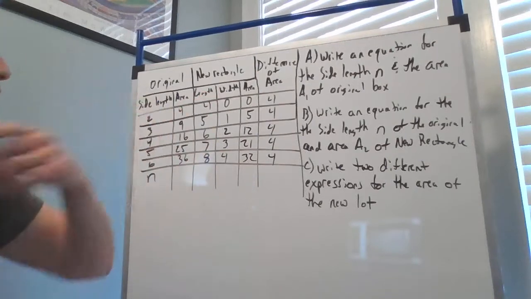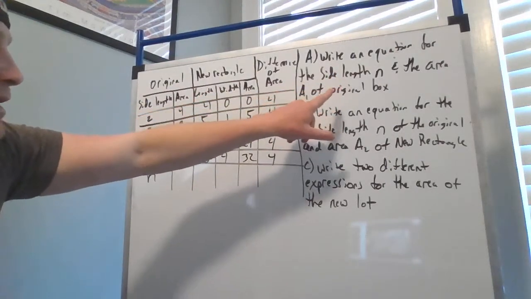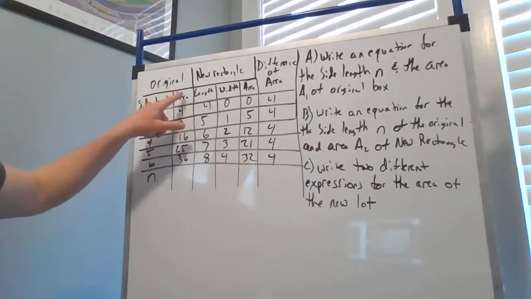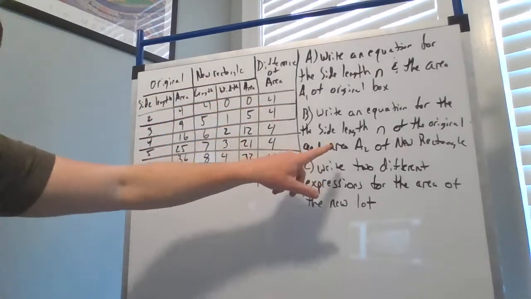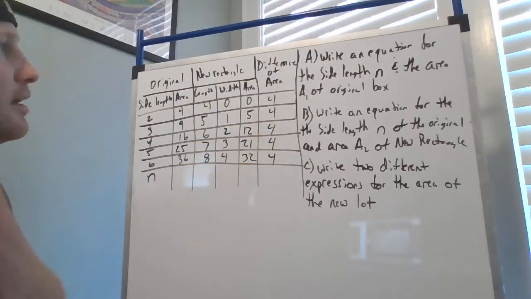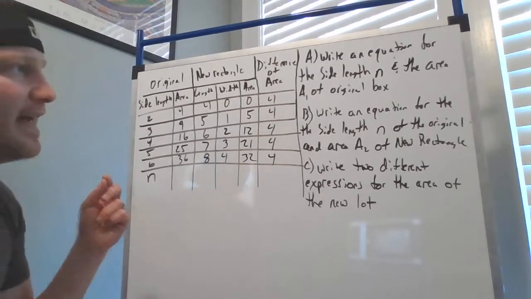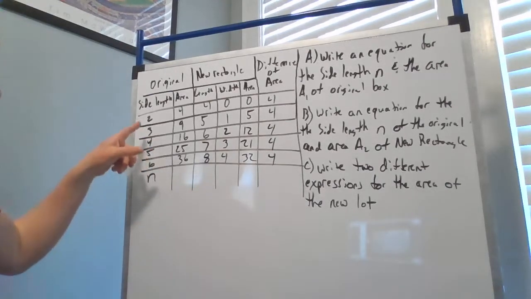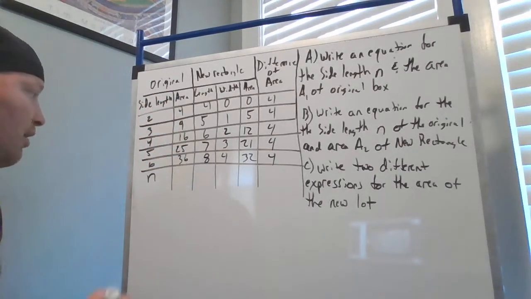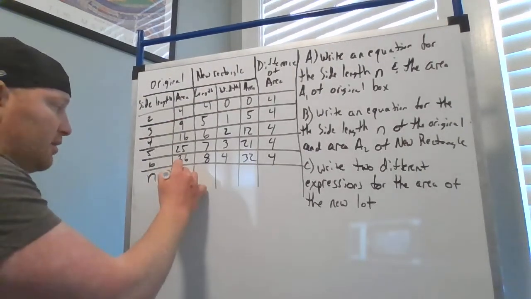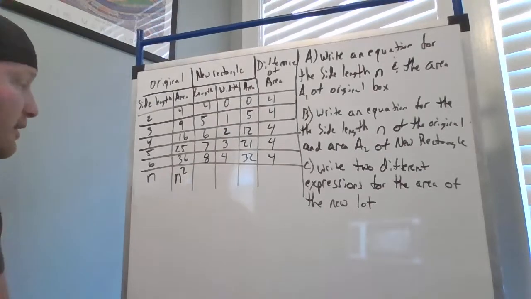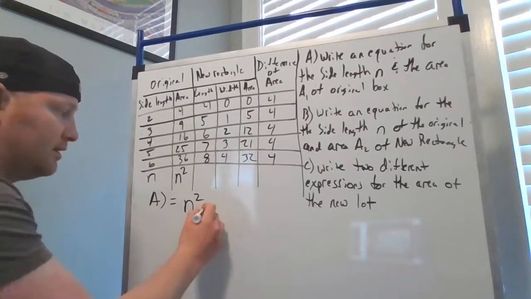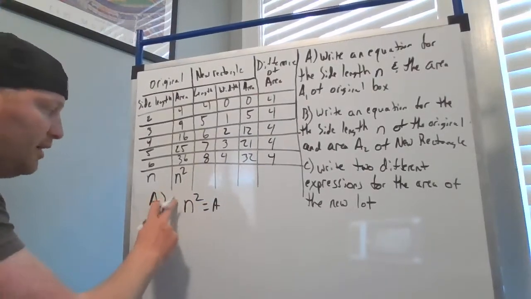It says, write an equation for the side length n and the area A1 of the original box. I want you guys to know we're representing the original as A1, the new one as A2, as you'll see down here, okay? Now, I'll read it again. Write an equation for the side length n and the area A1 of the original box. So, as I can see here, to get my area every single time, all I'm doing is taking this and squaring it. So my area formula for the original, to answer part A, is going to be n squared equals A. Okay, that's your part A from this one right here.